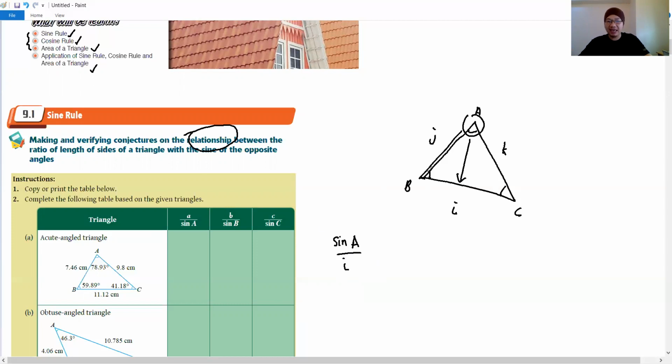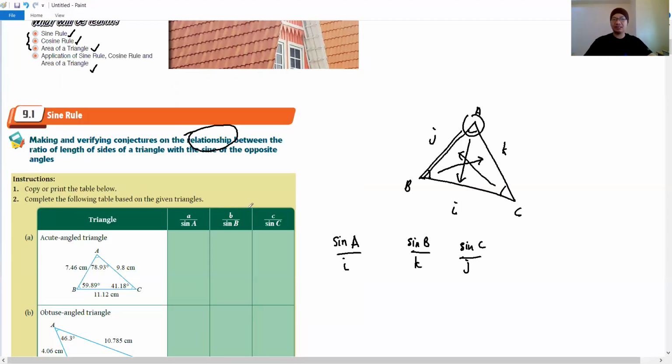How about the second pair? I have the angle of B here, so I can write down sine B. The pairing for angle B will be the length K, because they are opposite. And also the angle of C here, I can write down sine C. The pairing will be J. That's all. So that's how we write down the pairing, or the relationship between the lengths and the angles inside a triangle, if we want to solve the problem by using the sine rules.